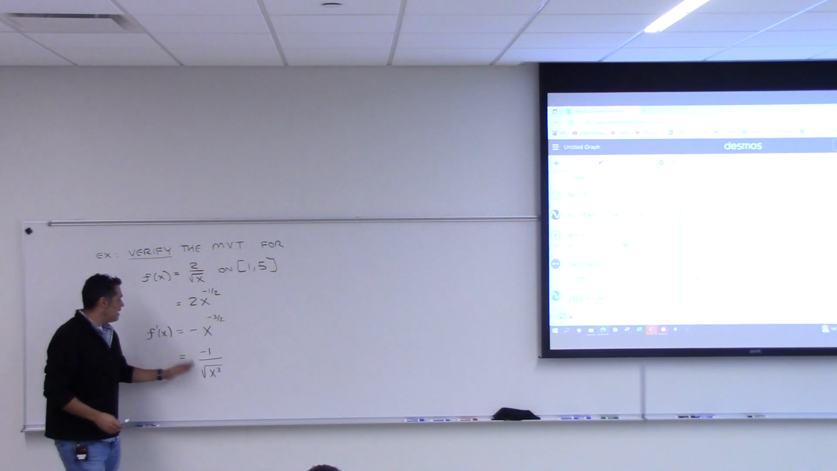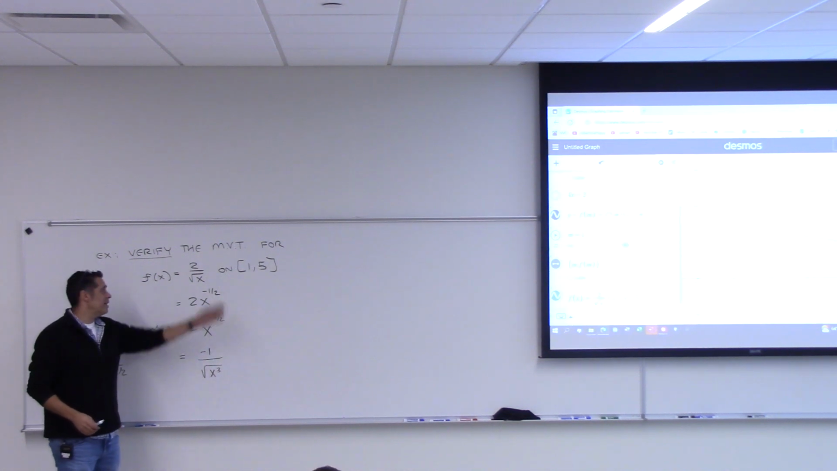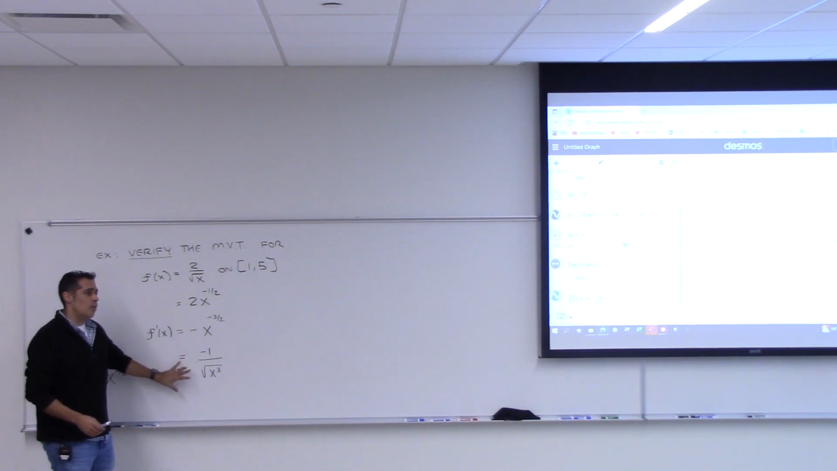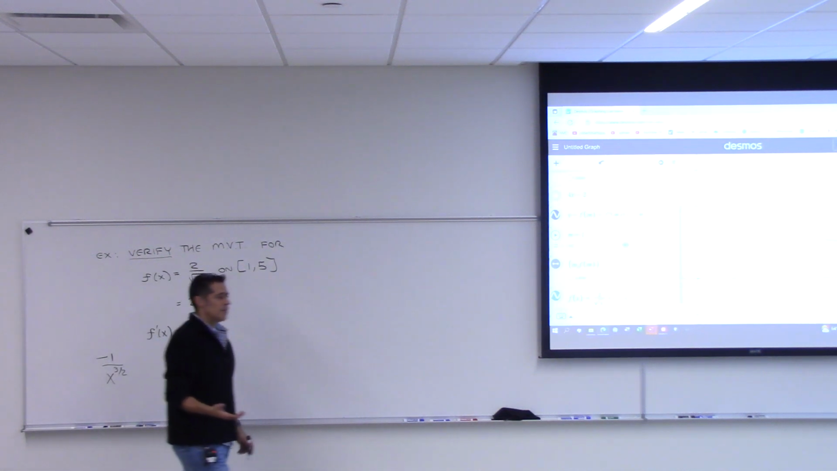Is this a nice derivative? Is it well behaved? Well, not at 0, right? But again, we're not looking at 0, so we're not worried about that. This derivative should behave very well, and so the mean value theorem should apply.